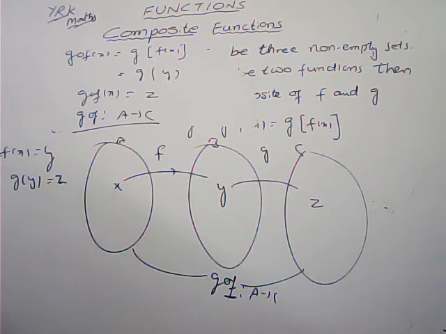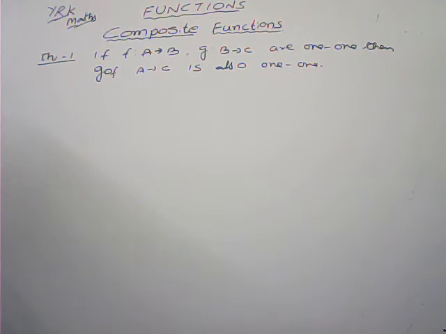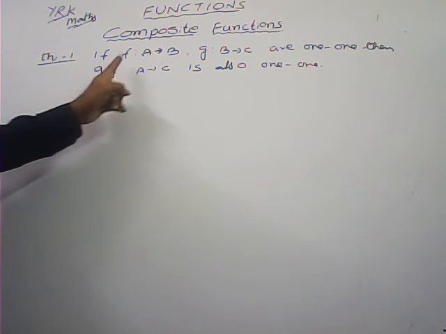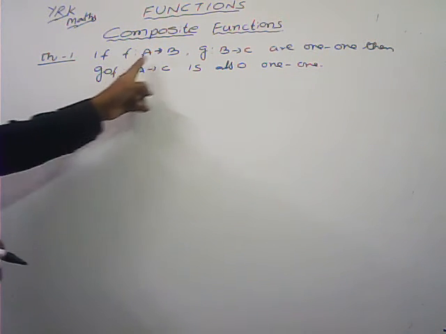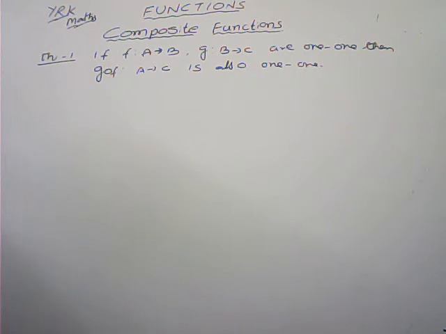Next, here first theorem we can discuss. f is mapping from A to B and g is mapping from B to C are 1-1. Here f is 1-1, g also 1-1. Then g circle f is mapping from A to C is also 1-1. Here how to prove that one? Here what is the analytical method?